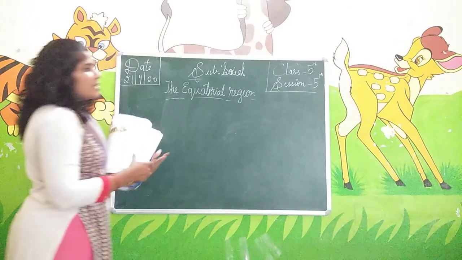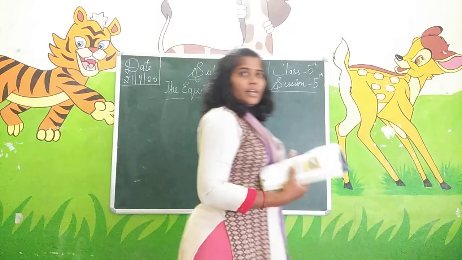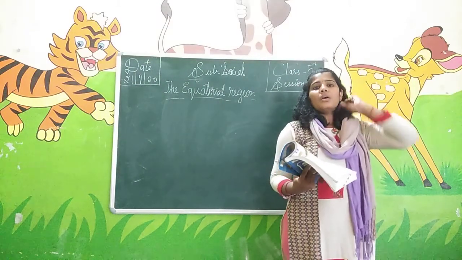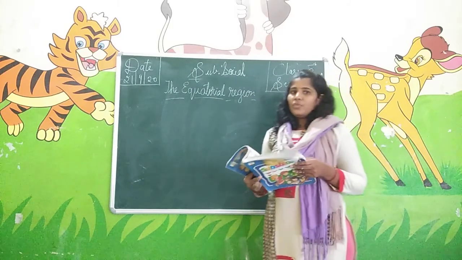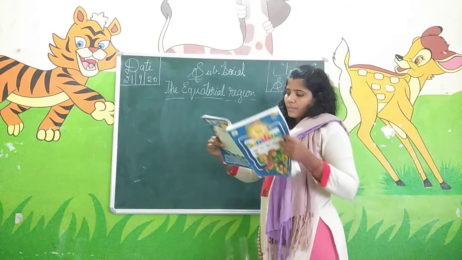In the last class I explained about the different heat zones of the earth. That is the torrid zone, temperate zone, and the freezer zone. The torrid zone will come in the equatorial regions.